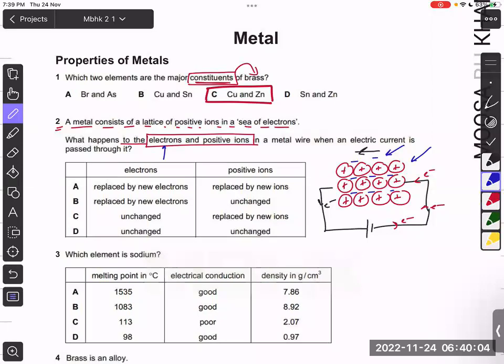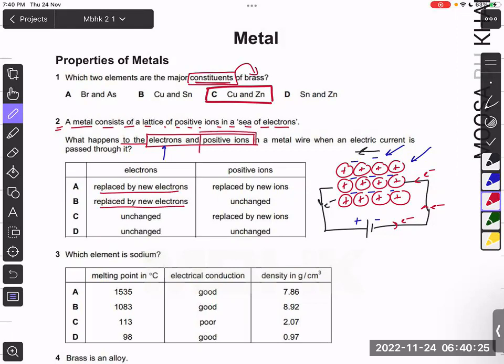New electrons are coming from the negative terminal of a battery. They are repelling the existing electrons in the sea of delocalized electrons of metals. The new electrons are basically replacing the existing electrons in the metallic lattice. So we can say electrons are replaced by new electrons.